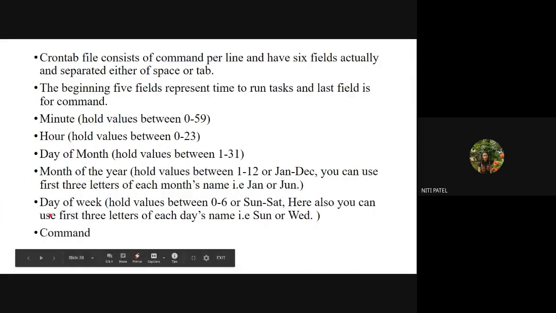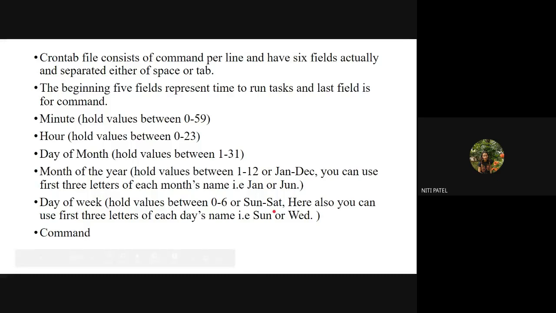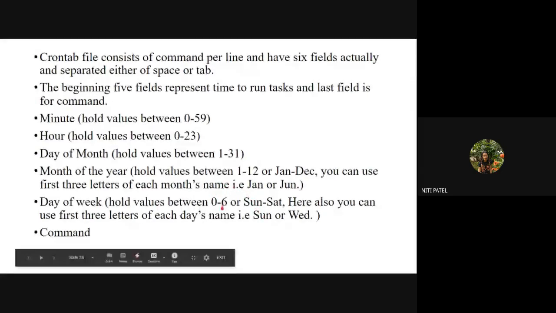Next, I can also specify on which day of the week. That is holding the value from 0 to 6 or from Sunday to Saturday. That is Sunday, Monday, Tuesday, Wednesday, like this till Saturday. So Sunday is given with a number 0, Monday is given with a number 1, Tuesday is given with number 2 and so on. Again, if you don't want to write the number, you can always specify the first 3 letters. So if I wanted to start on Monday, I can write MON.